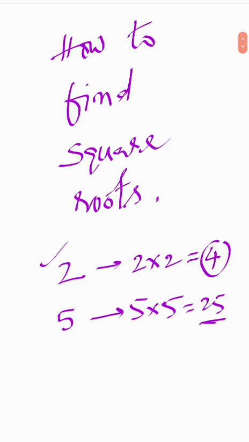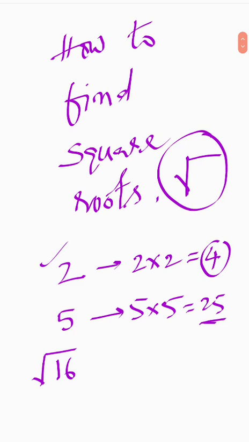Then what is the square root of a number? If any number can be written as the product of two equal numbers, then one of those numbers is the square root of the number. Square root means, here I'm taking 16. What is the square root of this number? The square root symbol is this one. This symbol we simply call square root.